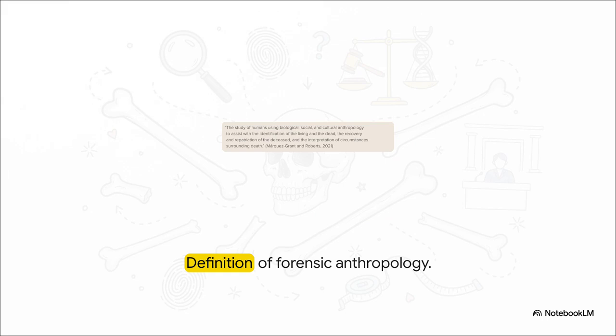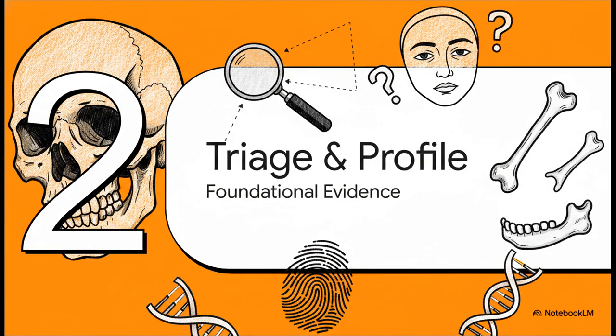This formal definition brilliantly illustrates their exact scope. As defined by experts Hesgrant and Roberts, forensic anthropology is used to identify both the living and the dead, to assist in the recovery of the deceased, and to interpret the precise circumstances surrounding death. It's really all about leveraging human biology, natural variation, and anatomy to bring factual, objective clarity to legal and humanitarian investigations. Moving on to Section 2, triage and the biological profile. This is the foundational evidence.